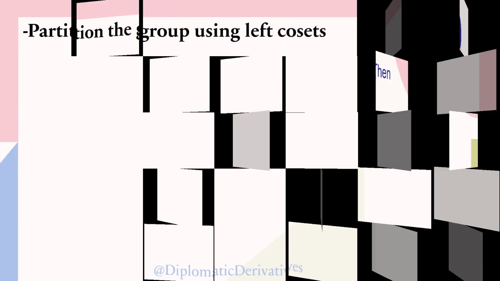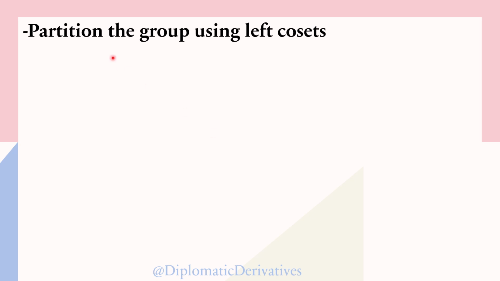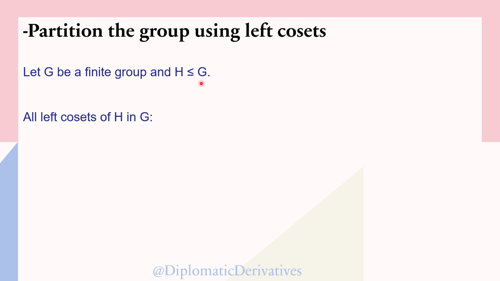We see how we prove it. First of all, step 1, partition the group using left cosets. Let G be a finite group and H a subgroup of G. So all the left cosets of H in G are what? The first left coset will be: we take g1 as the first element of G, make a coset with it, so it will be g1H.